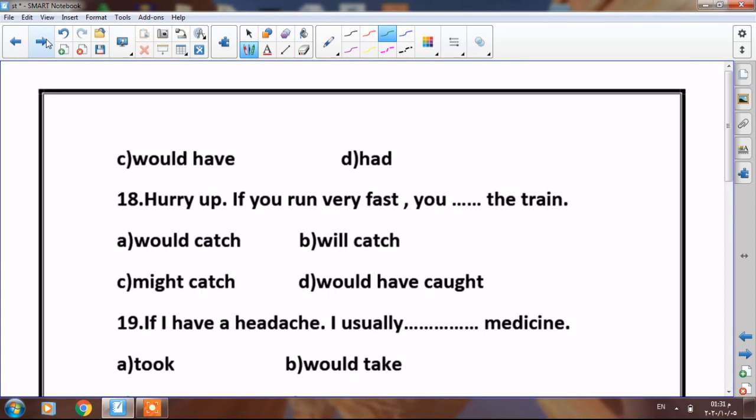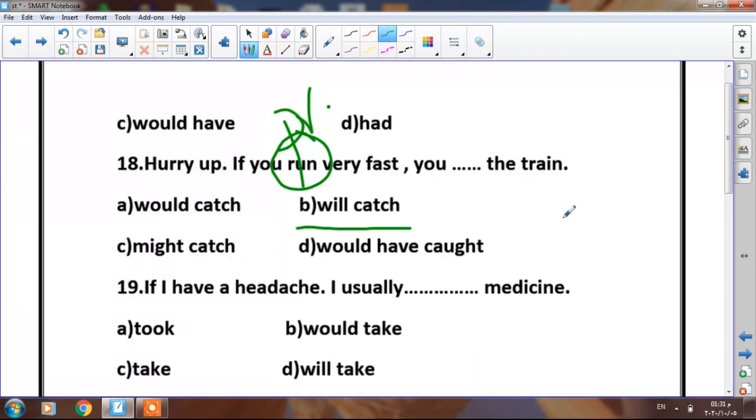Hurry up. If you run very fast, you dodge the train. If you run very fast, which tense? Here it's a present simple. So hurry up. If you run very fast, you will catch the train. Number 19. If I have a headache, I usually dot medicine. I would take, will take. Of course here it will be take a medicine.